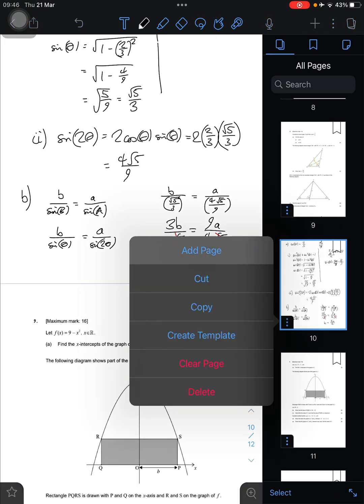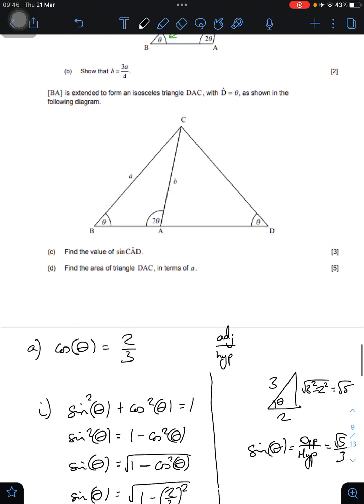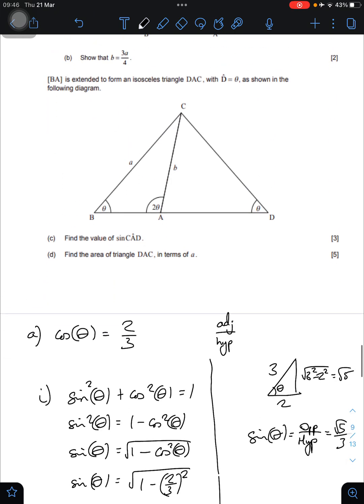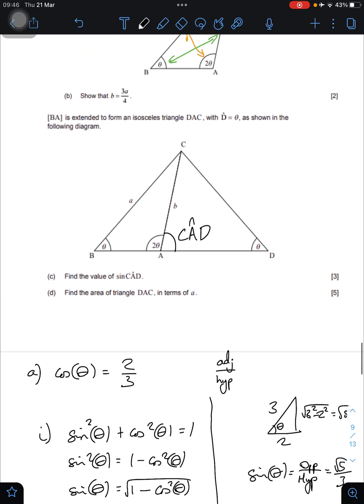There's another section to this. This is, as I said, just a bit of a mammoth question. Part C, I actually struggled most on part C, and I'm going to explain why in a second. The value just didn't seem to check out for me. But sine of CAD, so CAD is this here. This is CAD, or the angle at CAD. So find the value of sine CAD.